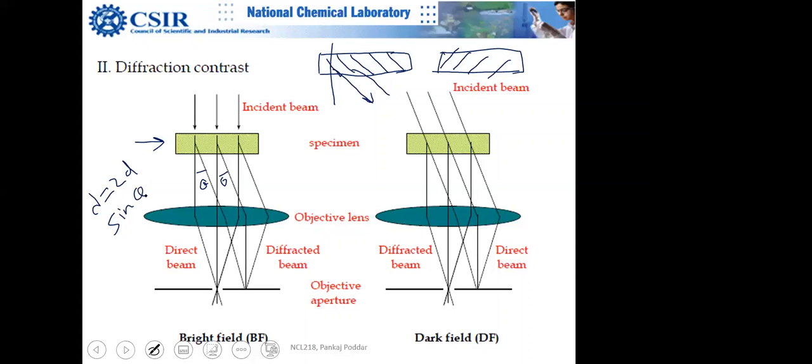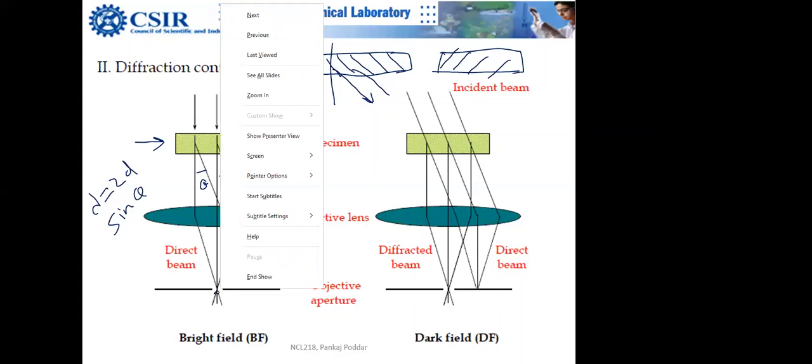So now you have got these electrons. You can collect these straight electrons which are coming straight here, and this will form your central point which we saw, right?